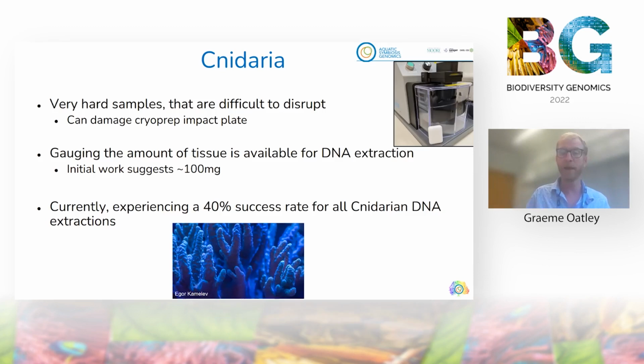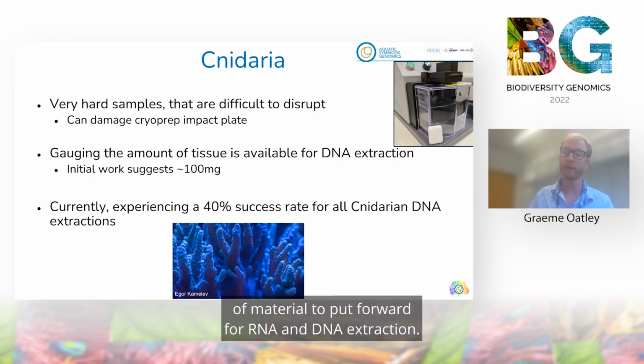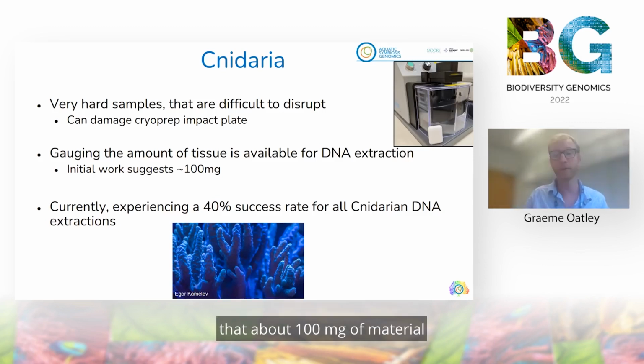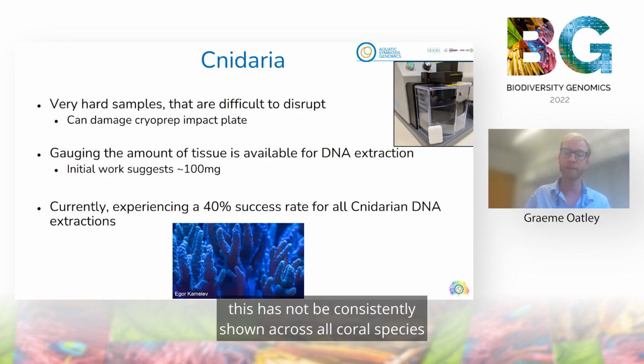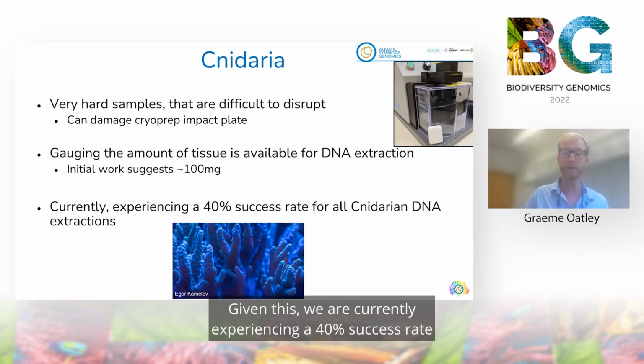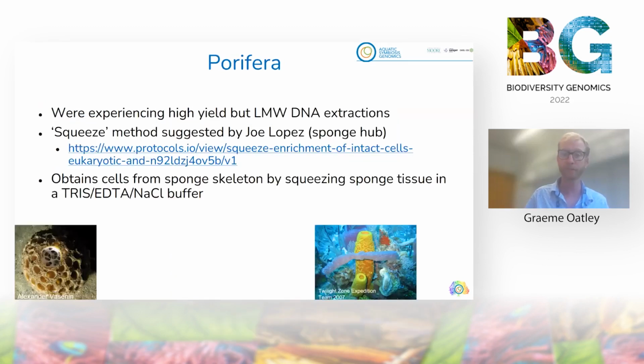the lab. As the majority of samples is made up of skeleton, a second issue with corals has been determining the amount of material to put forward for RNA and DNA extraction. For DNA extractions, while our initial work suggests that about 100 milligrams of starting material should yield sufficient DNA, this has not been consistently shown across all coral species extracted so far.